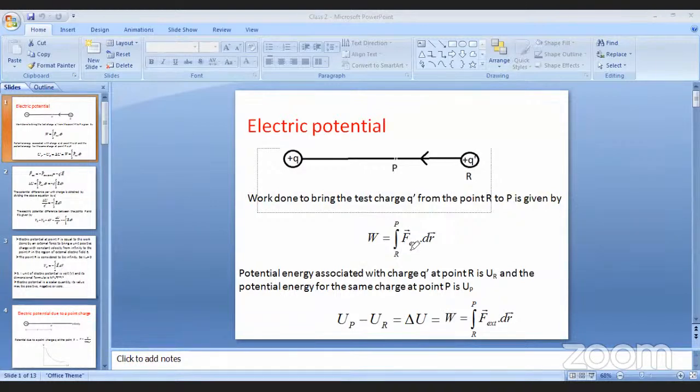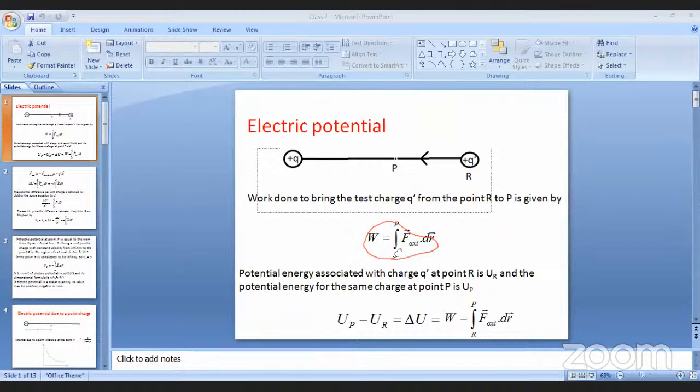Usually the work done is given by force into displacement. So here this is the force actually, and this is the displacement. This entire distance between P and R is divided into small segments of length dr, and when you integrate this equation with the limits R and P, you will get the total work done to bring this test charge from here to here, from R to P. You will be getting the total work done.